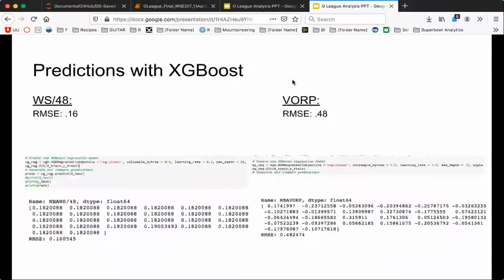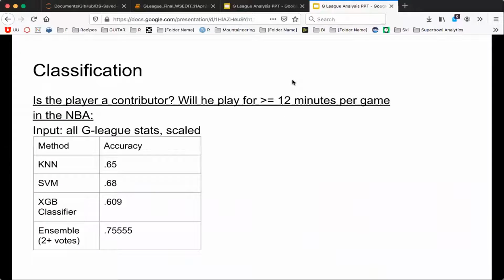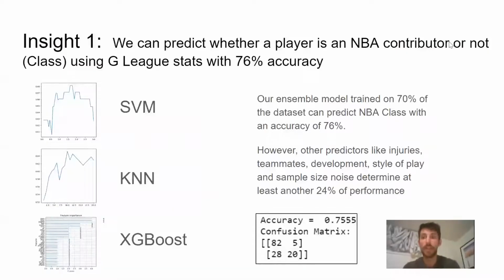Using XGBoost to predict win shares had a relatively low RMSE of 0.16; predicting VORP was worse at 0.48. We also classified G League players as to whether or not they were contributors based on playtime in NBA games. We used several machine learning methods to predict this class based on G League statistics, resulting in higher accuracy than majority class prediction. All right, thanks, Will.